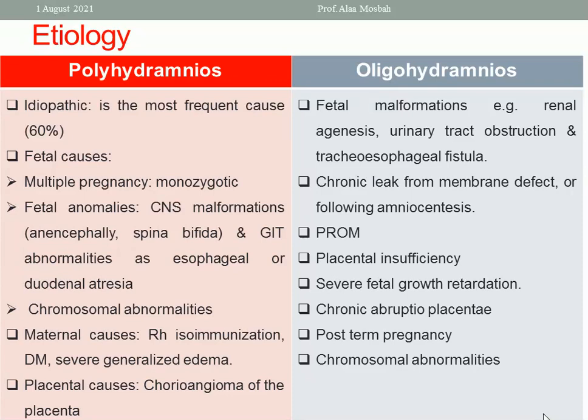chromosomal abnormalities, also maternal causes like diabetes mellitus with pregnancy, either diabetes before pregnancy or gestational diabetes, RH isoimmunization, and severe generalized edema.